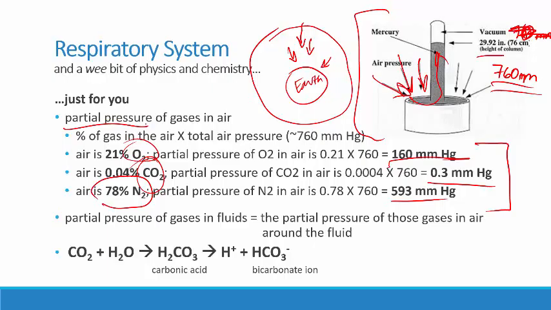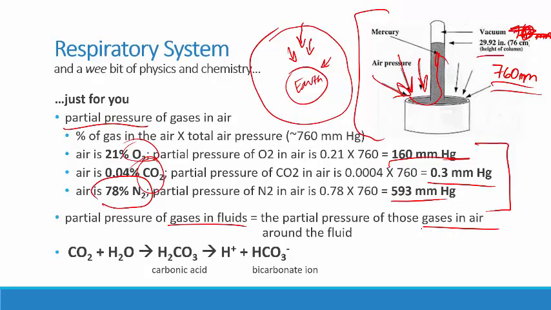Okay, so there's the first thing. The second thing is that when you have a gas dissolved in a fluid, it will always be at the same partial pressure of that gas in the air around the fluid. So the partial pressure of gas in a fluid reflects the partial pressure of the gases that are found in the air. Air and fluids quickly will adjust and equilibrate so that the partial pressures in those two different media are going to be the same.